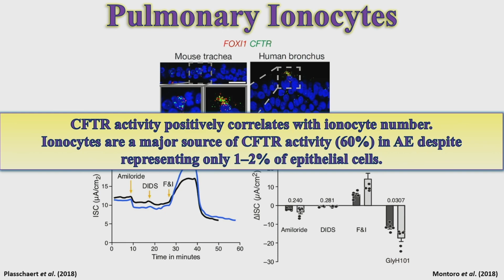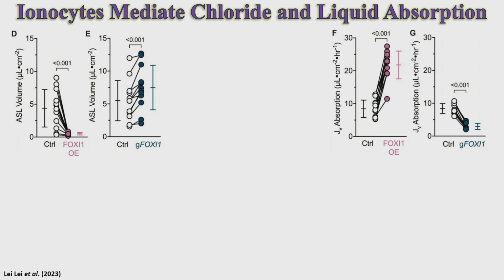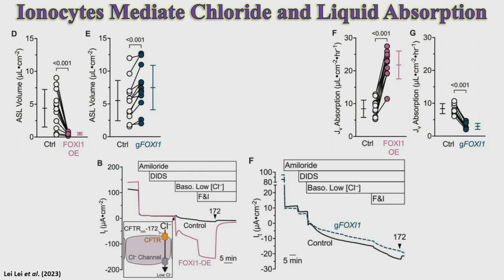However, the function of ionocytes has been subjected to controversy by recently published papers. So one of these papers concluded that ionocytes mediate chloride and liquid absorption, and they did that by overexpressing FOXI1 and also by knocking out FOXI1 by CRISPR-Cas9. And then they measured airway surface liquid volume, the fluid absorption, and short circuit current.